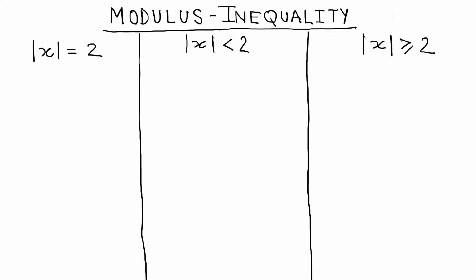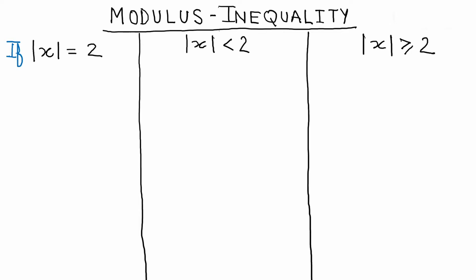So we will start off with an example which says modulus x is equal to 2. Now when we say this, what we mean is, if modulus x is equal to 2, in that case, what is or are the values of x?